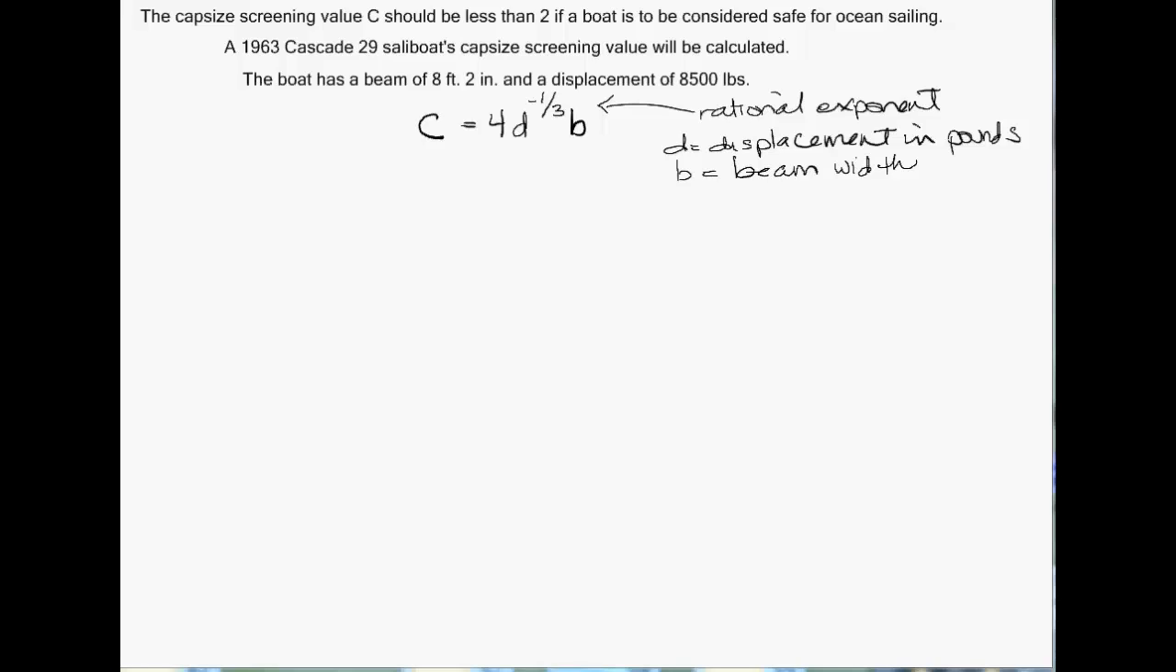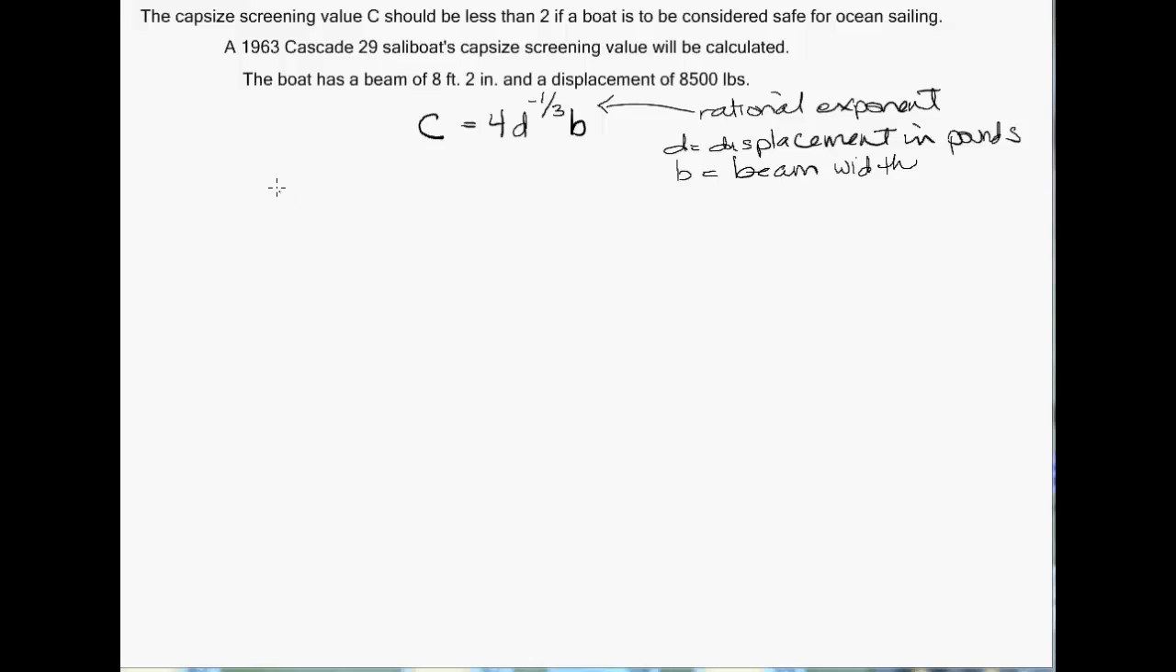The capsize screening value C should be less than 2 if a boat is to be considered safe for ocean sailing. So we have a 1963 Cascade 29 sailboat, okay? Capsize screening value is going to be calculated. The boat has a beam of 8 foot 2 inches and a displacement of 8,500 pounds. And we've been given this formula to figure out what the capsize screening value is. So what we're going to do is substitute the values for the variables.